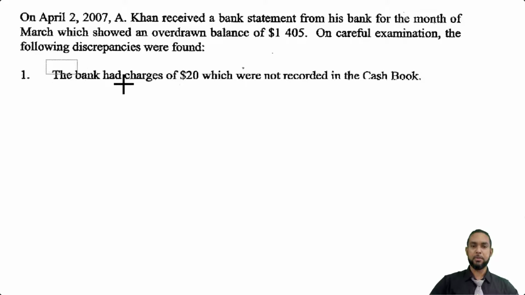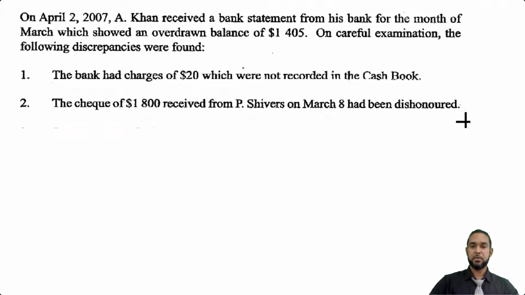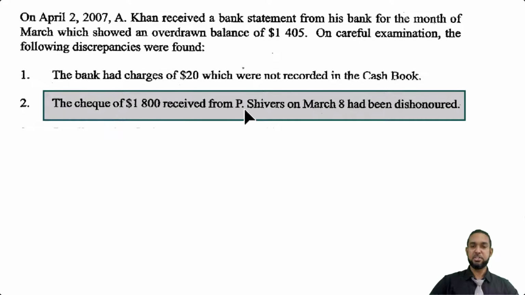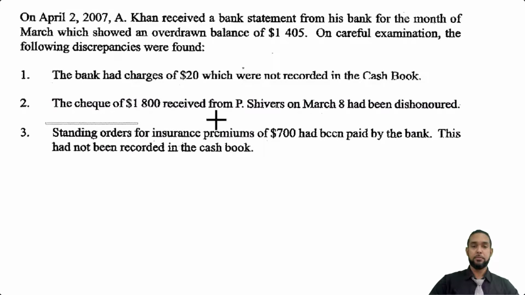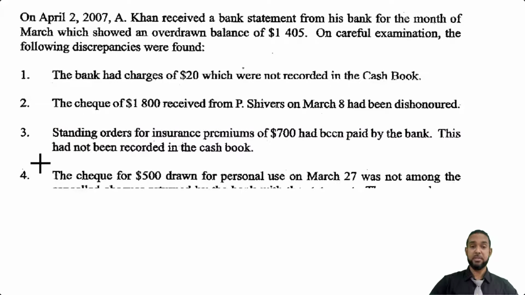Okay, so the first item was that the bank had charges of $20 which were not recorded in the cash book. Next, we had the check of $1,800 received from P. Shivers on March 8th had been dishonored. The third item, standing orders for insurance premiums of $700 had been paid by the bank. This had not been recorded in the cash book. Okay, so those first three items are definitely going to be used to update the cash book.